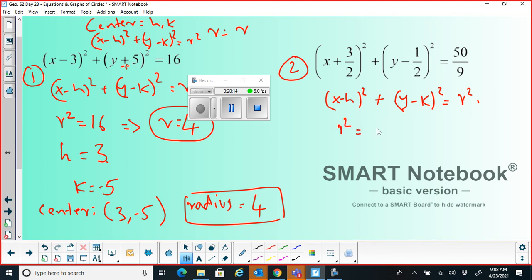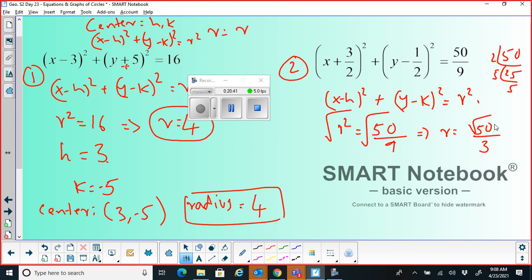So r square equals 50 over 9. Taking square root on both sides because I need to find the radius, r equals root 50 over 3, and you can further simplify this. You can write 50 as, try to get all the factors, 2 times 25, so further I can write it as 5 times 5, so it will be 5 root 2. If you want a more simplified form, 5 root 2 over 3 is the radius. So the radius is 5 root 2 over 3.